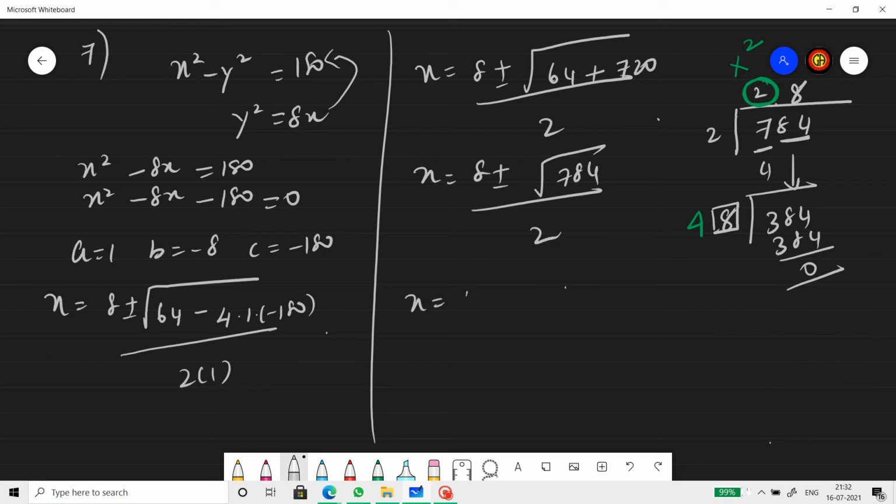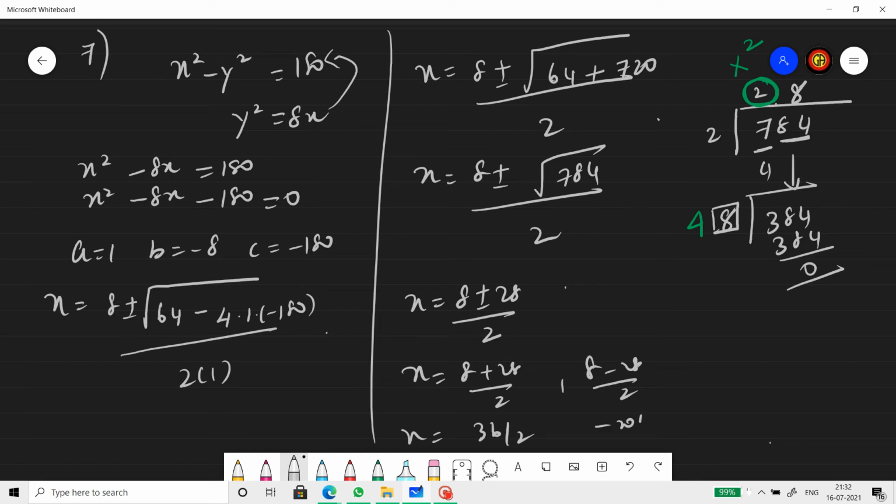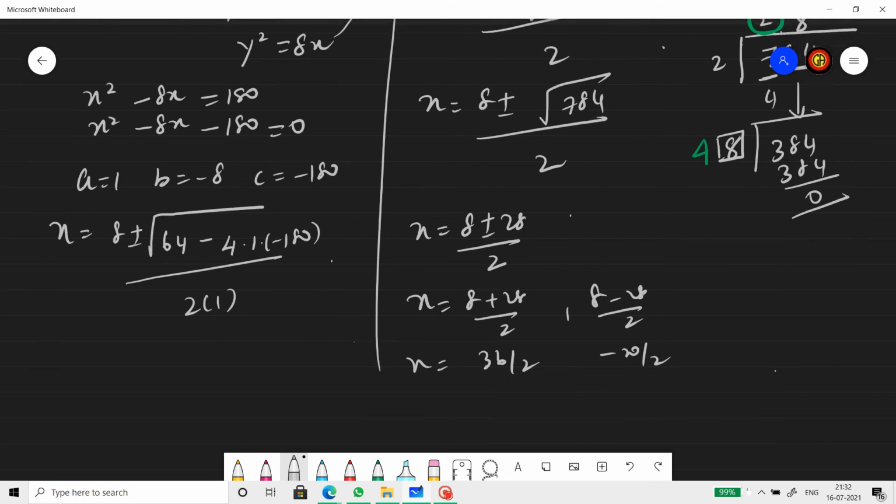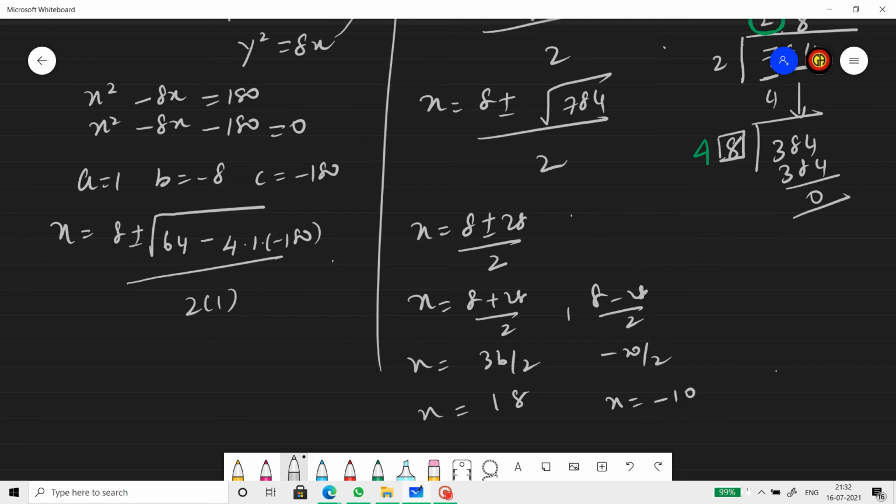So x is equal to 8 plus or minus 28 by 2. That is x equals 8 plus 28 by 2, or 8 minus 28 by 2. 8 plus 28 by 2 is 36 by 2, and over here, minus 20 by 2. So x is equal to 18 and x is equal to minus 20.